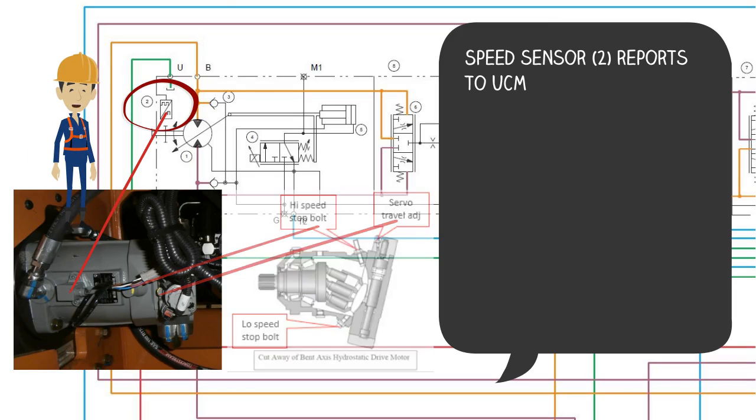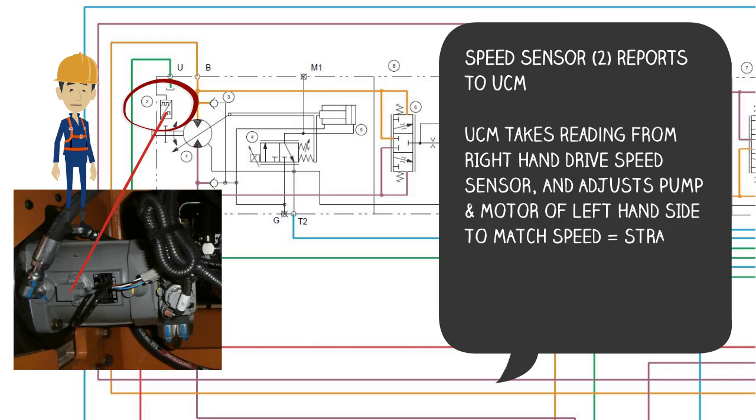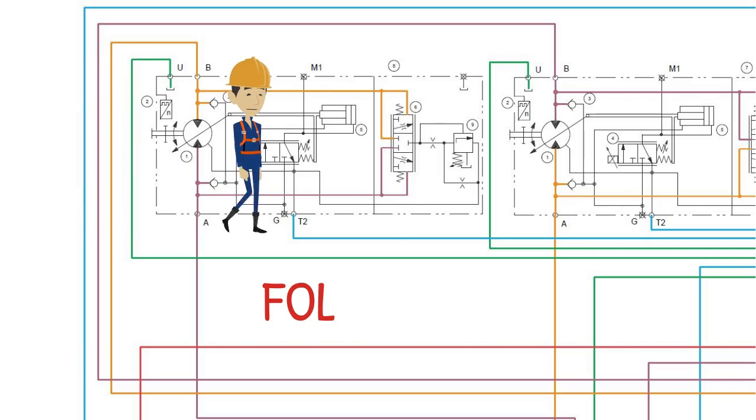The speed sensor, item 2, reports to the UCM how fast each motor is traveling. The UCM takes the reading of the right-hand drive speed sensor and adjusts the pump and motor of the left-hand side to match the same speed. This is the straight tracking logic used by the UCM.